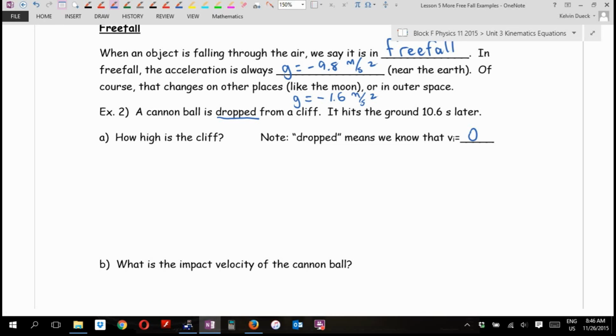It hits the ground 10.6 seconds later. A says, how high is the cliff? What is A asking me to find? I know it says how high. In terms of the variables that we've been using here, what's it asking me to find? D. And I know VI is 0. Prith, are we in free fall? Say yes. Then I know A. What's A? Negative 9.8. What else did they tell me? It looks like they gave me a time.